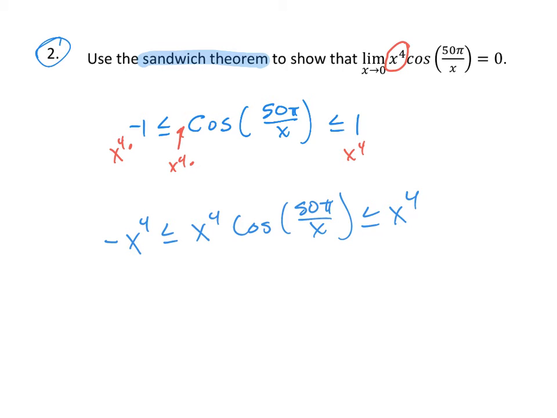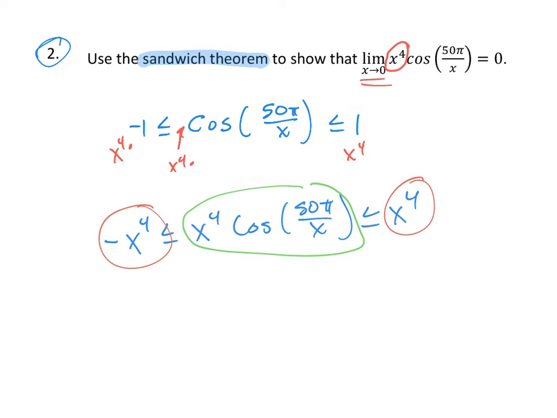And then the strategy for the Sandwich Theorem is we ignore the middle for a while and we just work on these two boundary functions. Instead of doing the limit as x approaches 0 on that x to the 4th cosine 50 pi over x, I'm going to do the limit as x approaches 0 on negative x to the 4th. And that's a simple substitution. When you plug 0 in for x to the 4th, you get 0. Negative 0 is still 0. So this limit on this side is 0. That's good news. We've got one limit done.